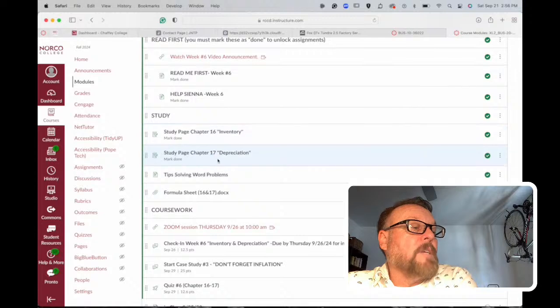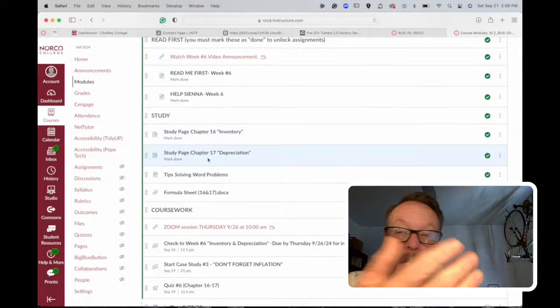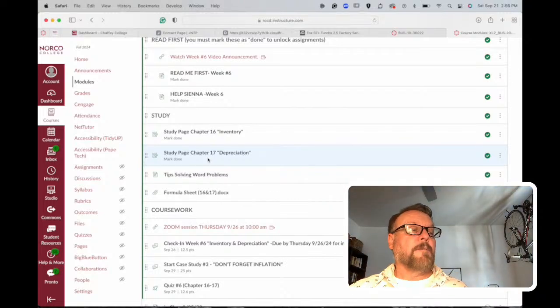Then, of course, chapter 17 is another chapter. So this one's on depreciation. And again, we're not covering all the different methods of depreciation, just the most common. I think I cover 3 or 4 different types of inventory and 3 or 4 different types of depreciation.